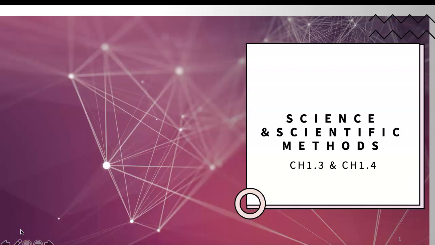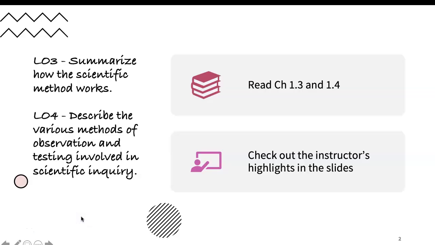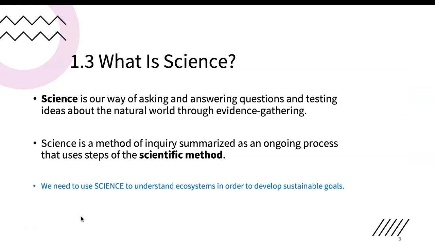So the third and the fourth learning outcome is I want to understand what is science and what is the process of the scientific inquiry, and how do we use scientific methods to answer questions. So science is our way of asking and answering questions and testing ideas, okay, through evidence gathering.